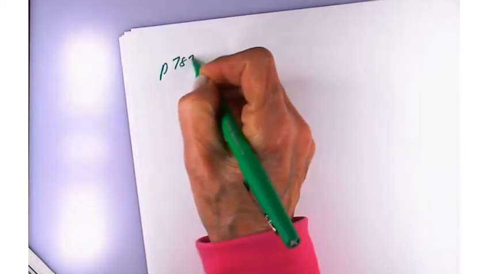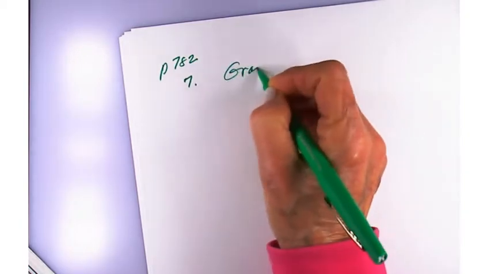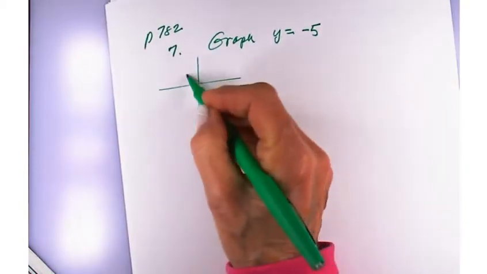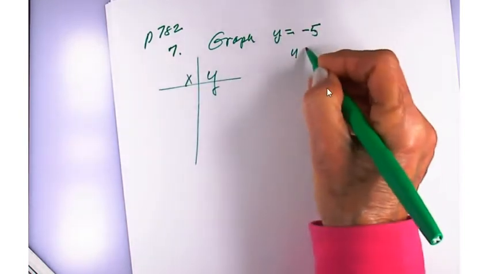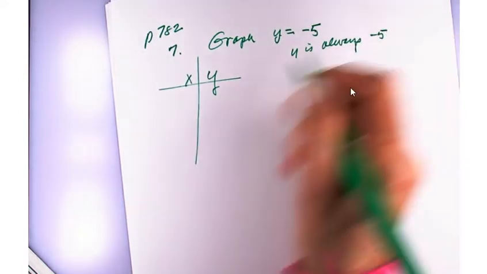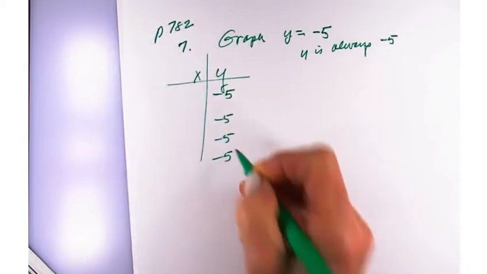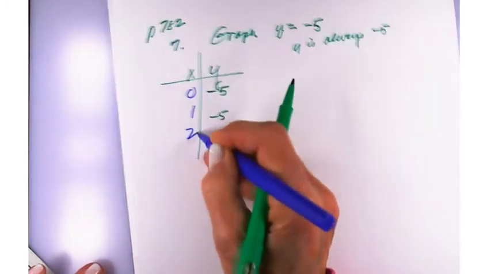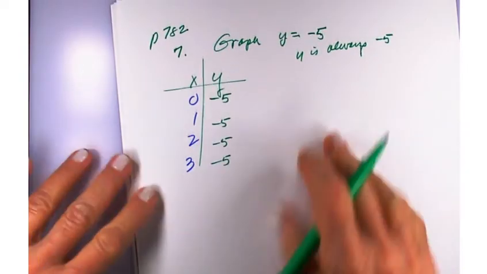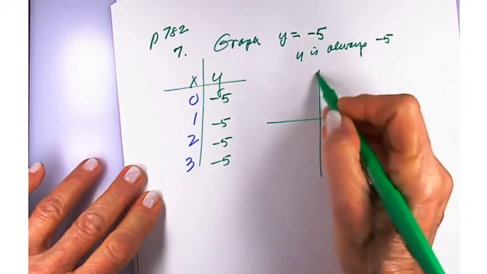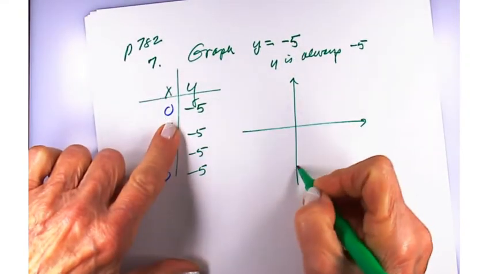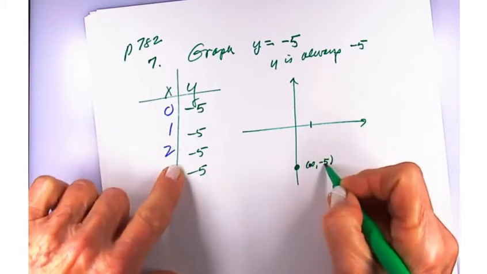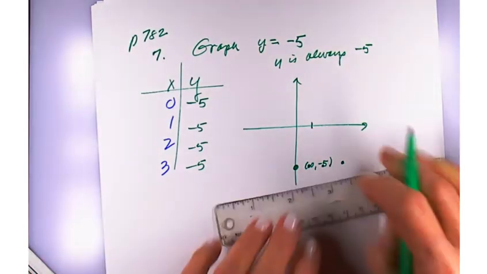I'm looking at number 7, and it says to graph y equal to -5. So I make my t-chart. This says y is always -5. So in the y column, I'm going to put loads of -5s down. And in the x column, I can write any number at all, 0, 1, 2, 3, because there is no x in that equation. So then when I graph this, 0, -5 is right here. 1, -5 is right here. 2, -5. 3, -5. I have all the points there, and they look like that.